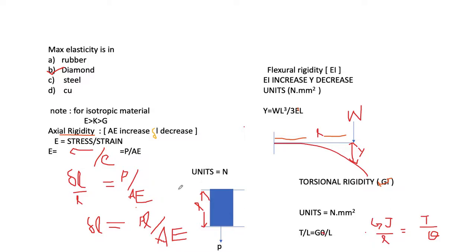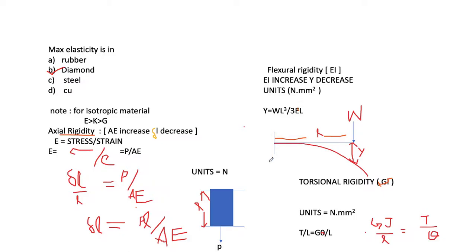Units for this are Newtons. For axial rigidity we can denote it as AE. For flexural rigidity we denote it as EI. If EI increases, then y decreases. y is nothing but deflection. Units for this are Newton per mm square.